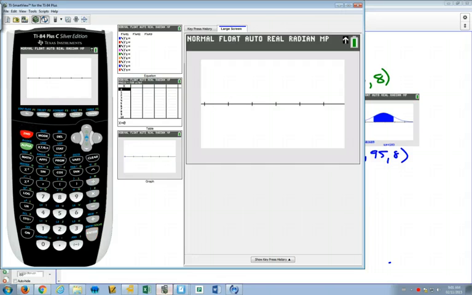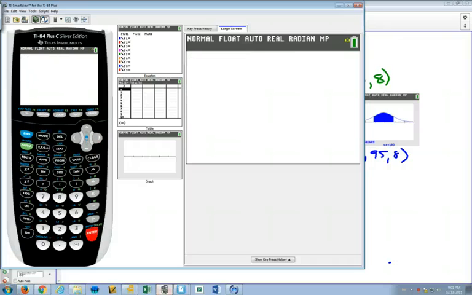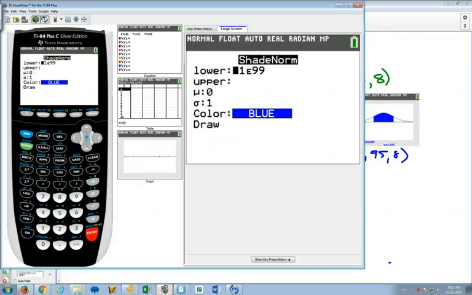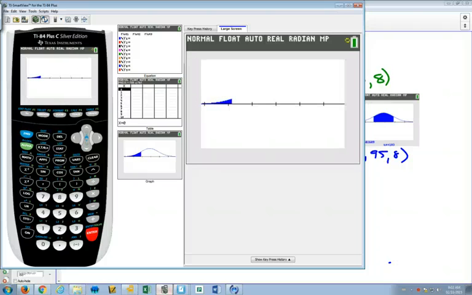So we have to go back to shade norm. And now it's gotten rid of all of our data. So instead of doing that, I'm just going to go back here and push enter again. And now it's drawn prettily. I don't know if that's a word. Prettily? Pretty nicely. There we go.